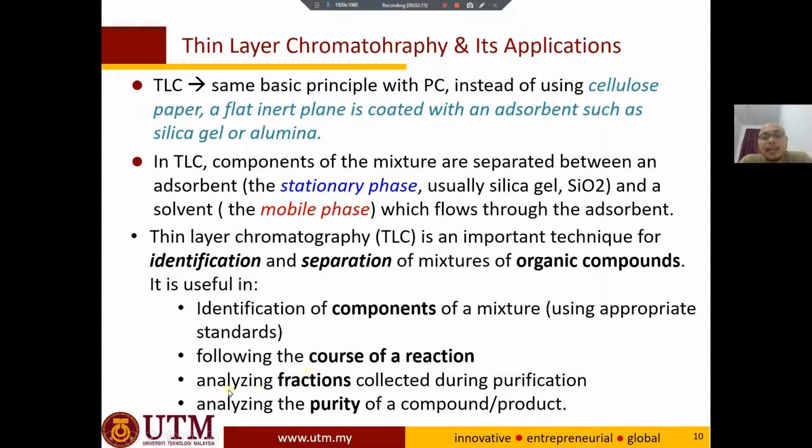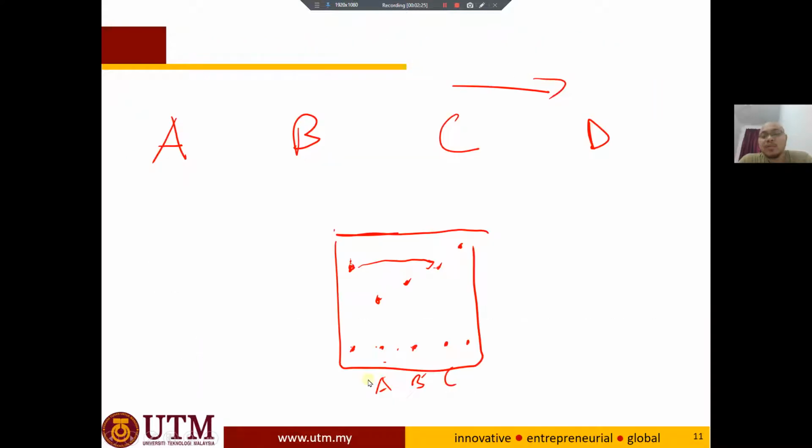Then the next thing is analyzing fractions collected during purification.